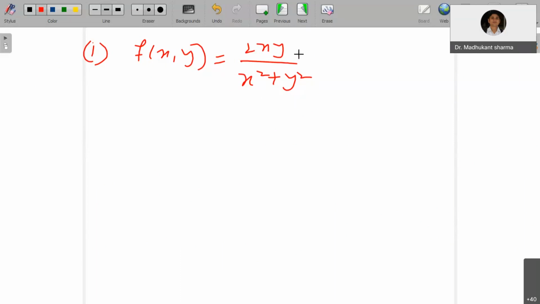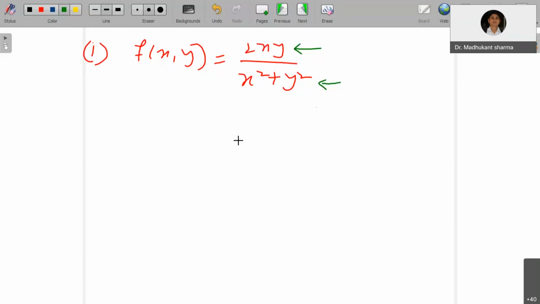Now, if you look carefully, the numerator is continuous, the denominator is continuous, so the rational function is continuous everywhere except at (0, 0). There is no doubt about it. So you need to check the continuity at (0, 0). At the rest of the points in R2, this is a straightforward continuous function. There is no point to talk about. Okay, it's very sure. Now, we only need to check at (0, 0).